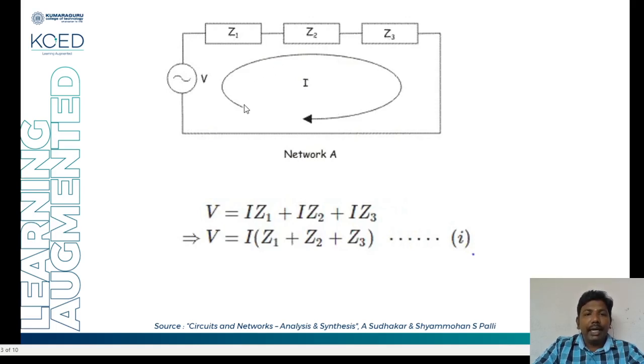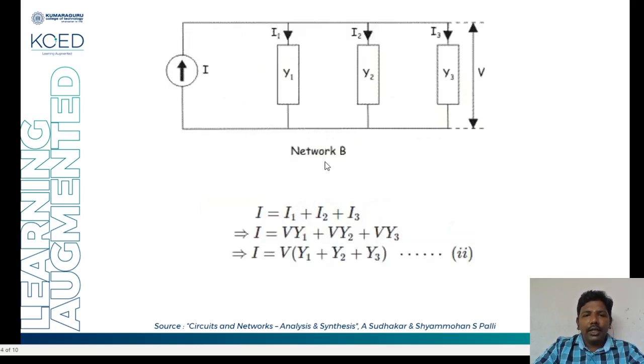So when you apply KVL, what will you get? You will get V is equal to I into Z1 plus I into Z2 plus I into Z3, the sum of all the drops. So when you group it, what will you get? It is V equal to I into (Z1 plus Z2 plus Z3). So in this case, we have applied KVL to this circuit, to the network A.